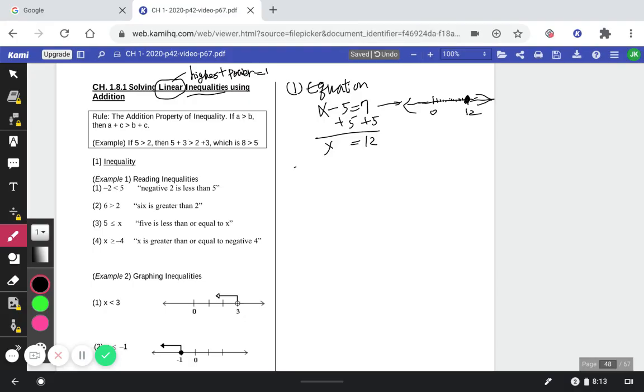Now, an inequality is, for example, let's say you have x minus 5 is bigger than 7. That means it's not equal, it's bigger. So an inequality gives you a range of answers, and an equation gives you one answer.